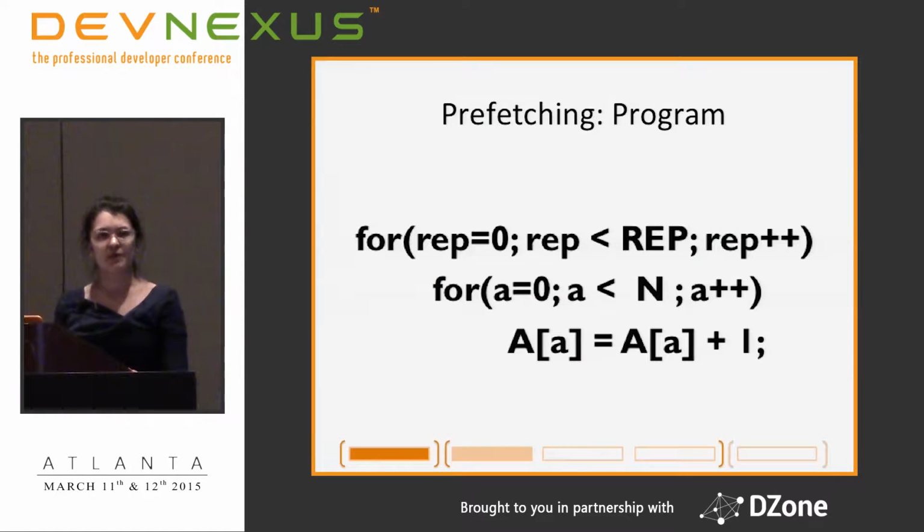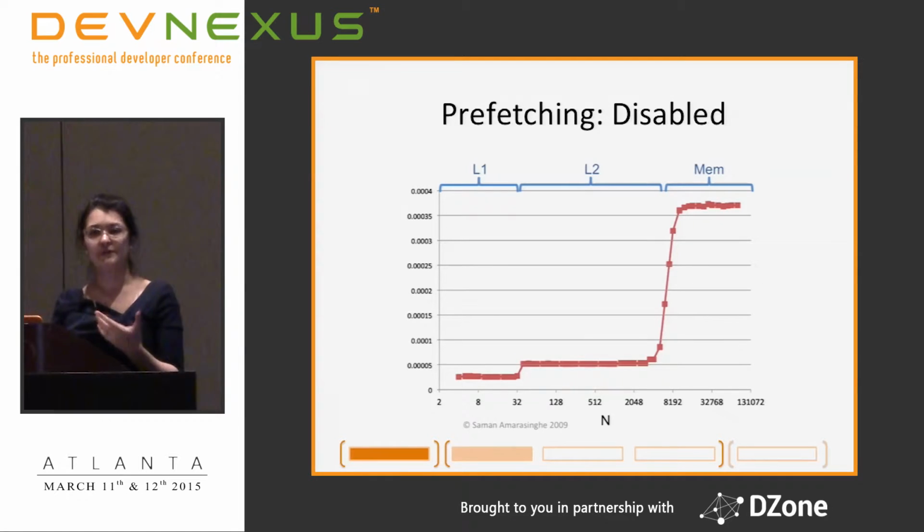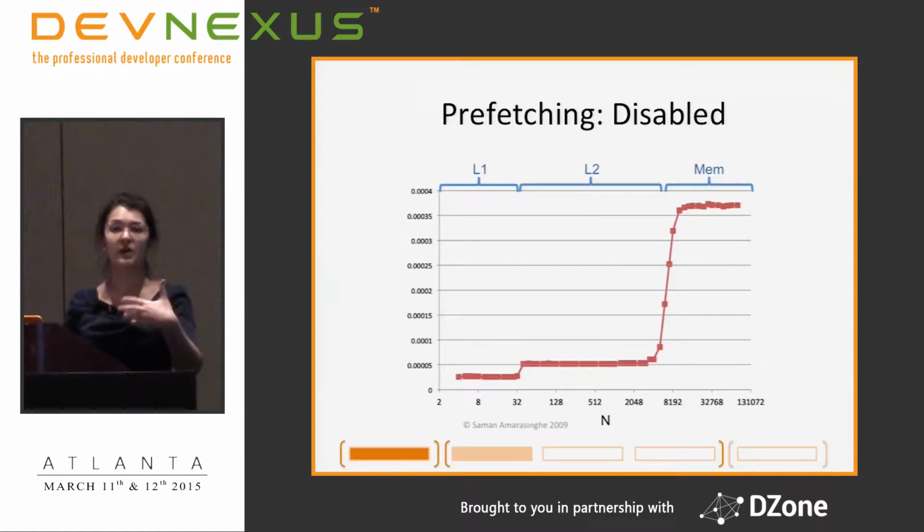Let's talk briefly about prefetching. Who here is familiar with what prefetching is? Specifically, I'm talking about hardware prefetching. OK, so this will be fun to talk about. What we have here is an array A of size n. We'll iterate through all the elements in the array and increment the value in that array by 1, and we'll do this a repetition number of times. If we were to disable prefetching, or run this program on earlier processors before hardware prefetching was implemented, we'll see something like this.